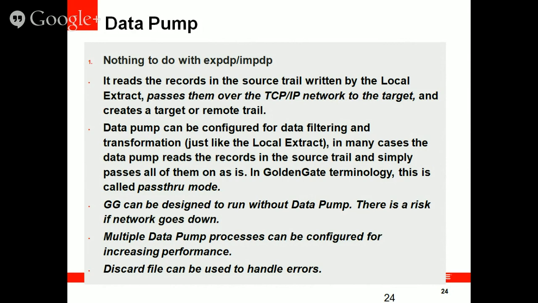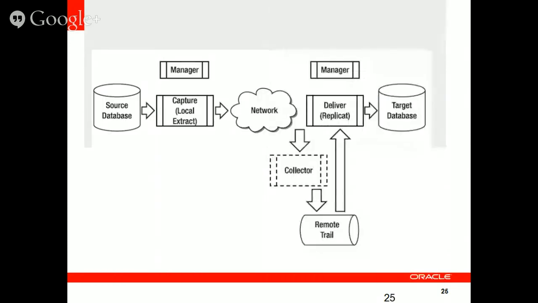So GoldenGate can be designed to run without a data pump. There is a risk if the network goes down. So in that case, there will be a risk. You can configure multiple data pump processes for increasing the performance, and you can even use a discard file to handle the errors. So this is the use of the local extract process without using the data pump process.